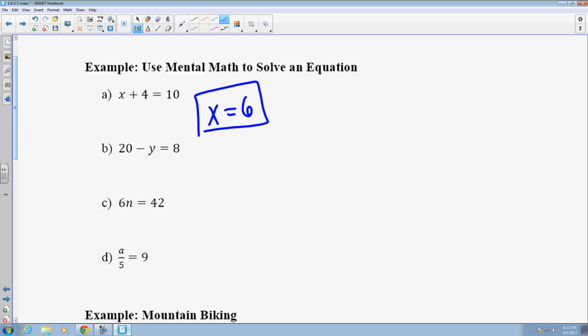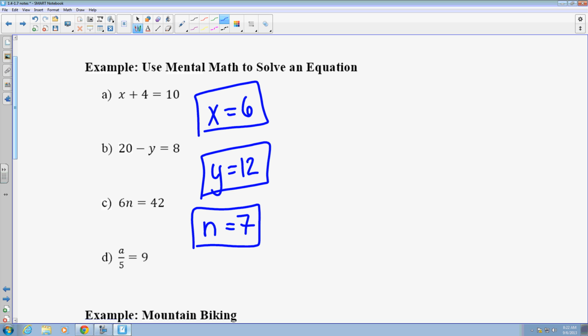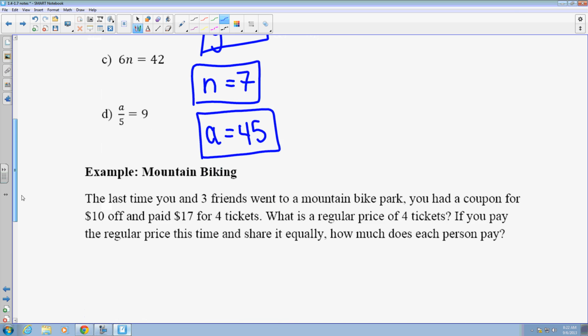Part B, 20 minus something gives us 8. Well, that is 12. Part C, 6 times something gives us 42. That something is 7. And part D, something divided by 5 is 9. 45. Quick and painless. Couple word problems and we're done.